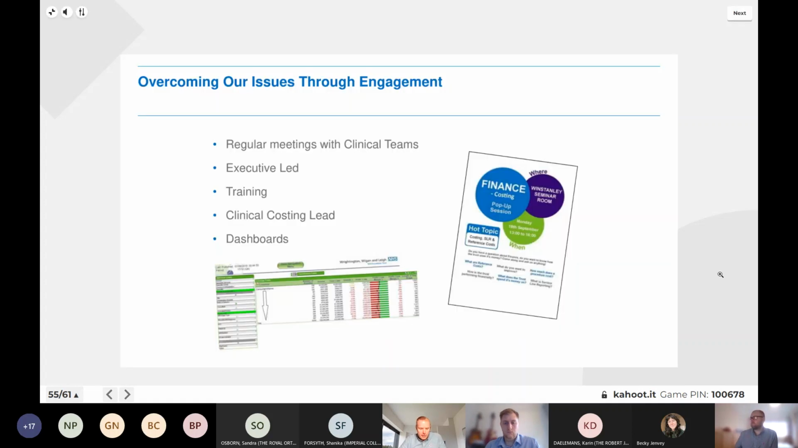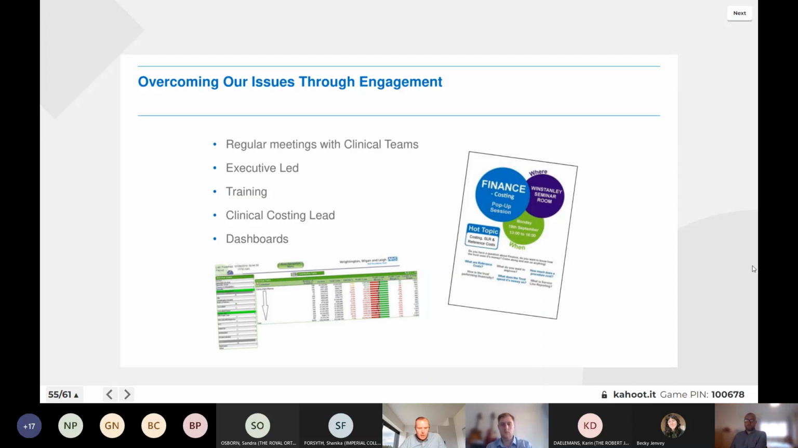So to improve on this, we knew that the only way to do it, as Michael's talked about, was through engagement. So we set up regular meetings with the clinical teams, so that we could explain the results to them, get feedback on the results, and they could tell us what didn't look right. We engaged with the executive team. We got an executive lead, so we used the costing as a tool for efficiency programs, also looking at external benchmarking data to identify opportunities.